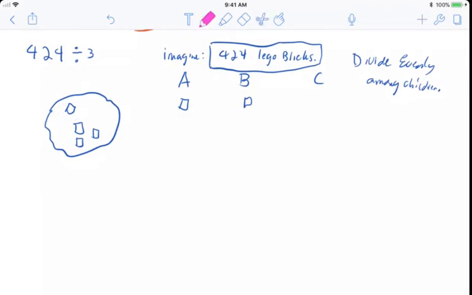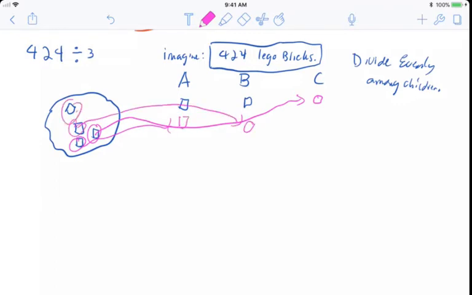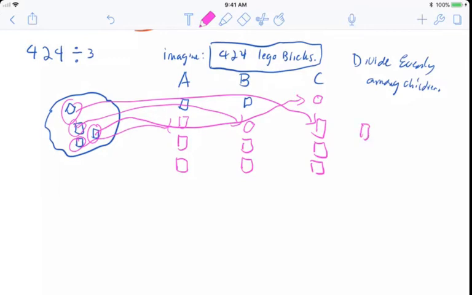And this one goes to C, and then this one goes to A. One for you, one for you, one for you. And just do that over and over until all of the bricks have been accounted for. And it's entirely possible that at the end of this procedure, you have a brick remaining. Or you might have 2 bricks remaining.